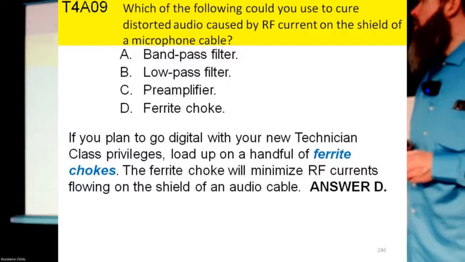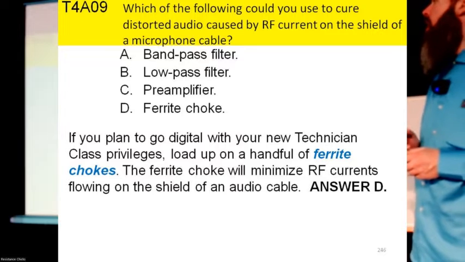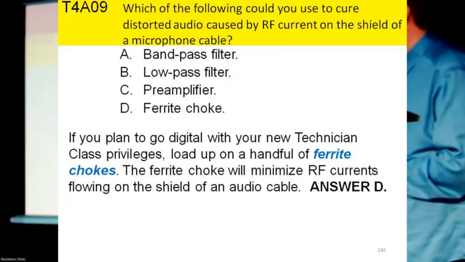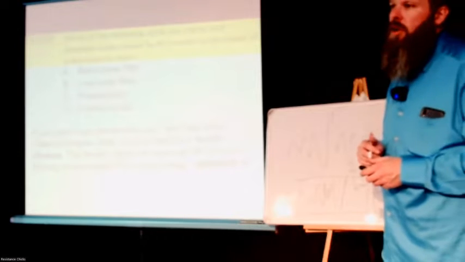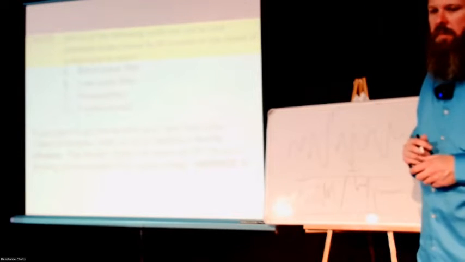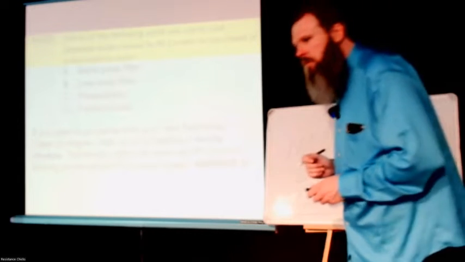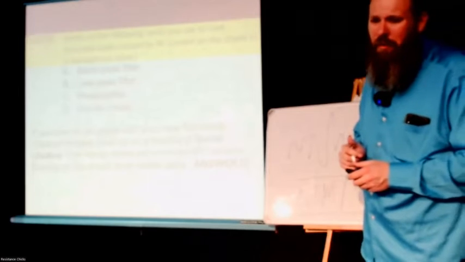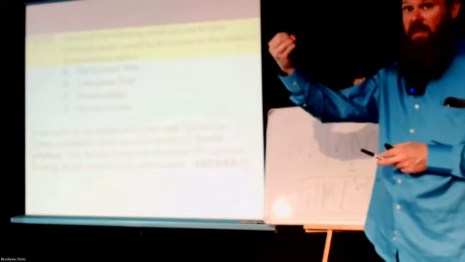Which of the following could you use to cure distorted audio caused by RF current on the shield of a microphone cable? It's a ferrite choke. Okay. Oftentimes on laptop power cords, you'll see the little round plug that you plug into the laptop, and then it has a little black barrel looking thing.